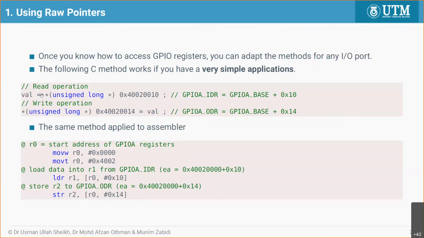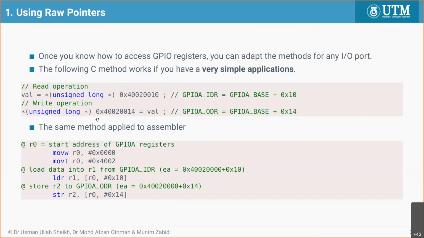val equals star, unsigned long star, and then you put there 0x400210. So you will read the data from the GPIO input data register into the variable val. And for writing, you reverse the order. You put the source of data on the right, but the address to send to is GPIO ODR, so you put there 400214. Even though the data is only 16-bit, you still have to use a long pointer.